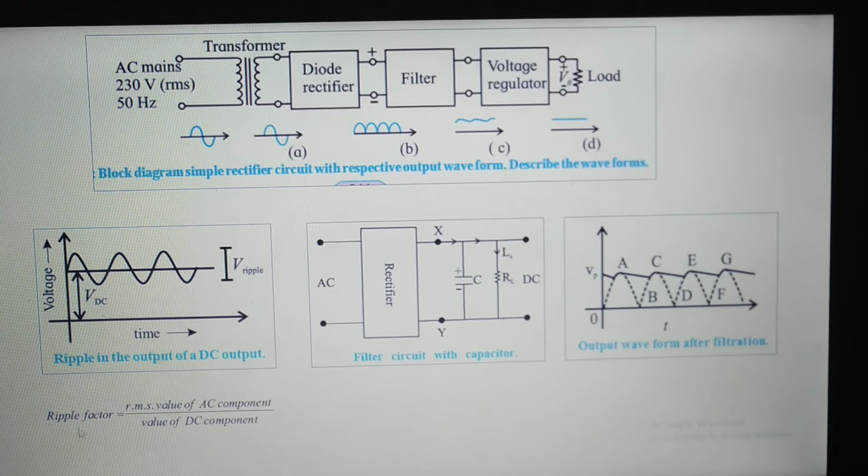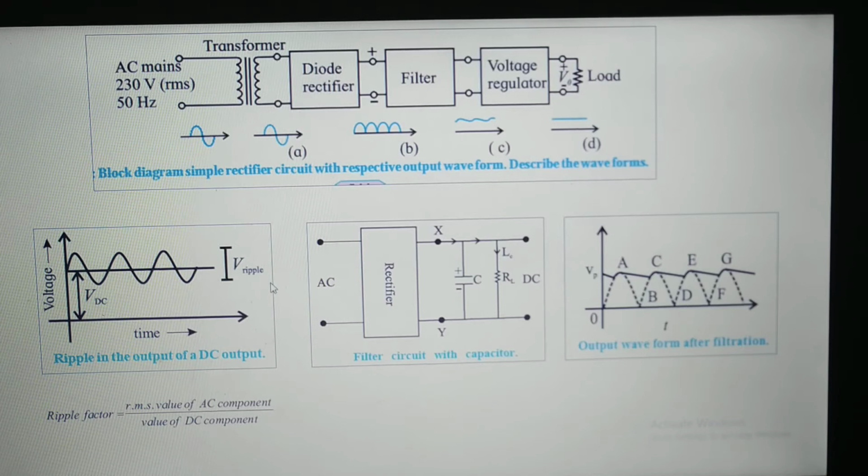If this ripple factor value is high in the output of a diode rectifier, then that rectifier is very less effective. And if the ripple factor is low in the output of a diode rectifier, then that rectifier will be called very effective. That will be the most effective, and only that will be used in industries and in the regular devices we use at home. Basically you can see here in the waveform, this is the V ripple output voltage that we get in the output waveform from the diode rectifier.